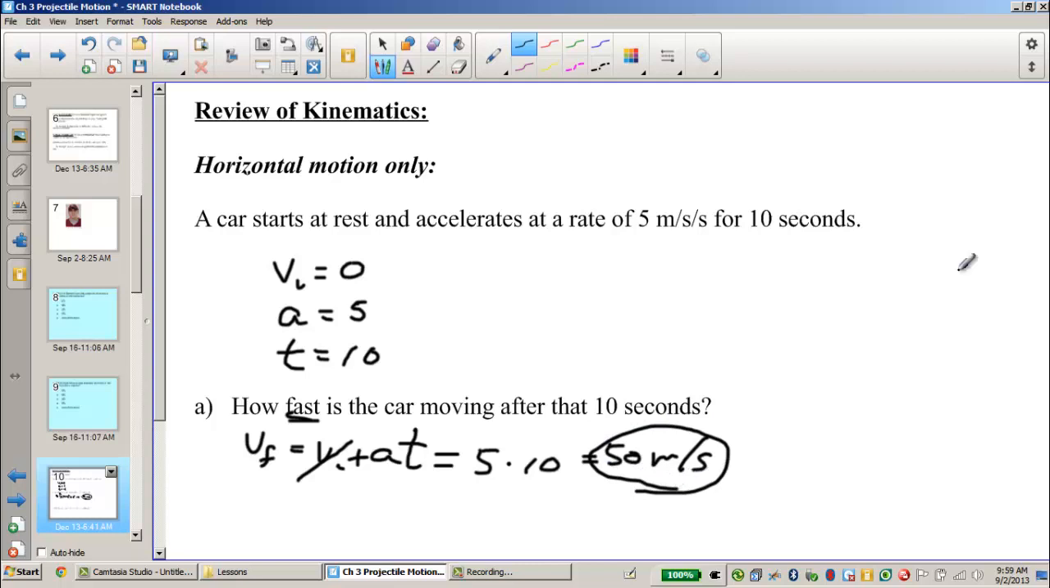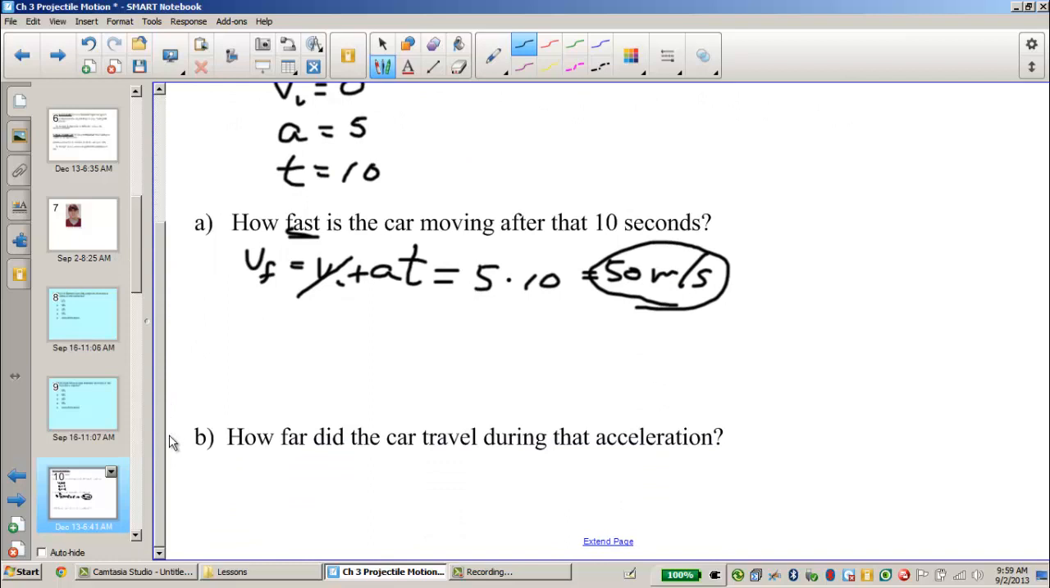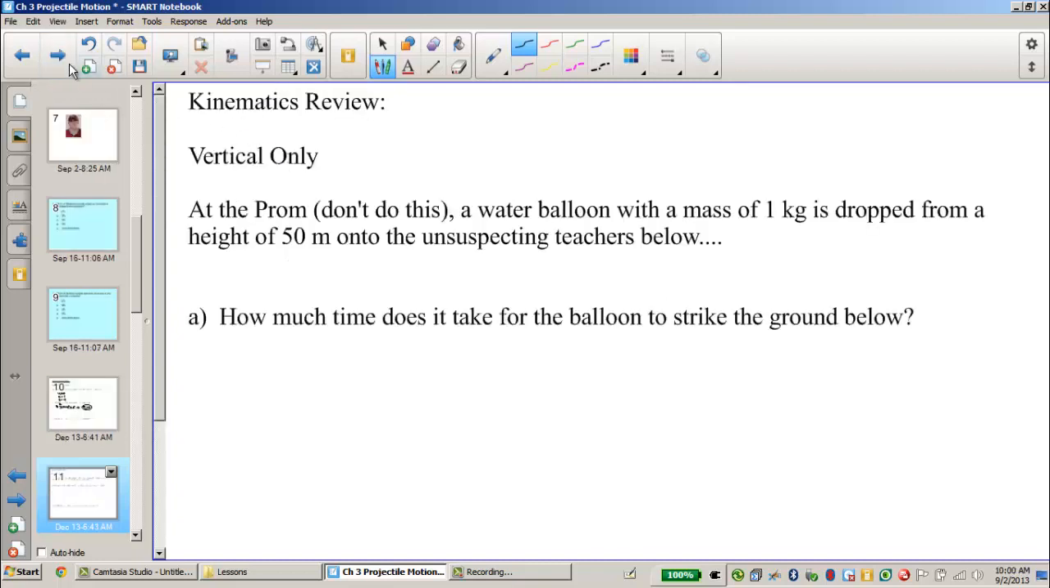There are more parts of this question. I'm not going to go through them because I've probably chopped up the screen anyway. How far did the car travel during that time? Again, you can apply the kinematics and solve for that. Go ahead and do that if you'd like to. That was a purely horizontal problem.